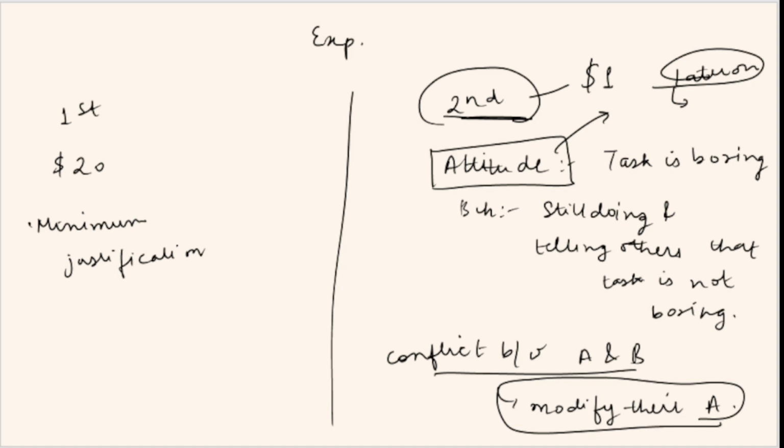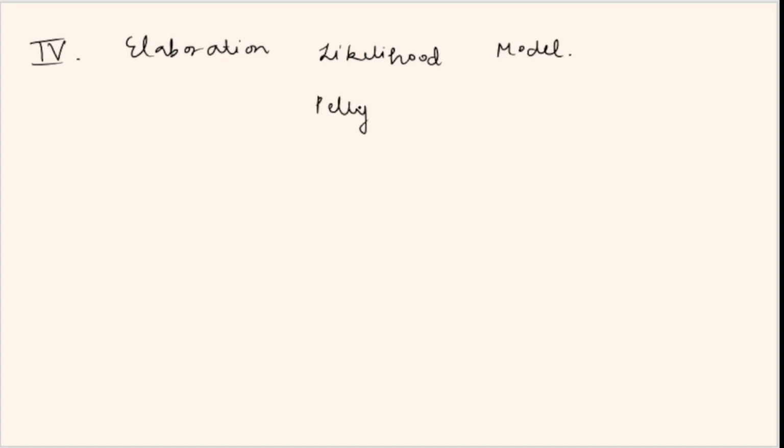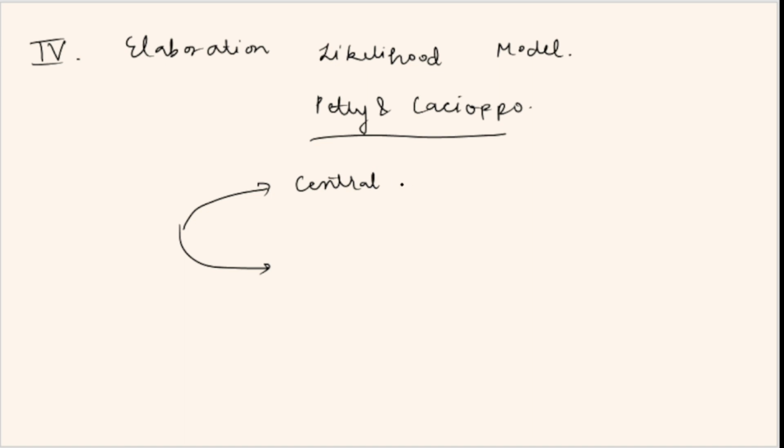Okay, then now moving ahead to the last model of attitude change which can be asked, which is the elaboration likelihood model. The elaboration likelihood model was given by Petty and Cacioppo. Okay. What did they do? They said that if we have a strong attitude towards a particular person or a particular behavior, it can be changed in two ways. There is a central route and there is a peripheral route.